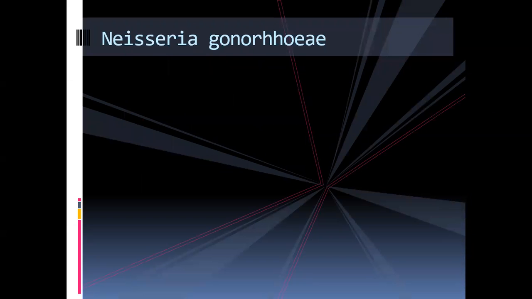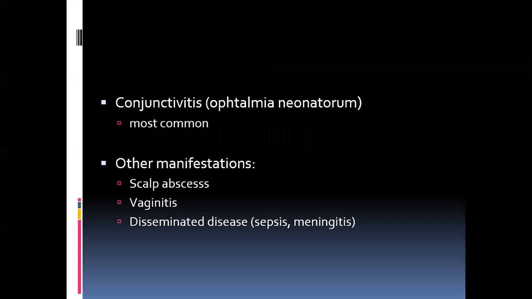Neisseria gonorrhea can also cause ophthalmia neonatorum, which is conjunctivitis, and it is the most common infection. Other clinical infections include, first of all, scalp abscess, vaginitis, which is inflammation of the vaginal mucosa, and disseminated disease, with sepsis, bacteremia, and meningitis.